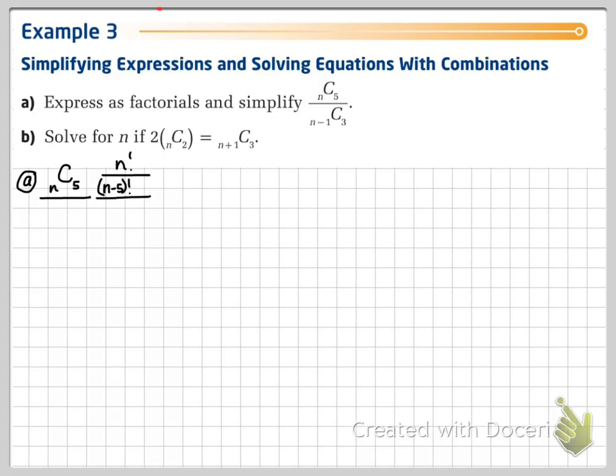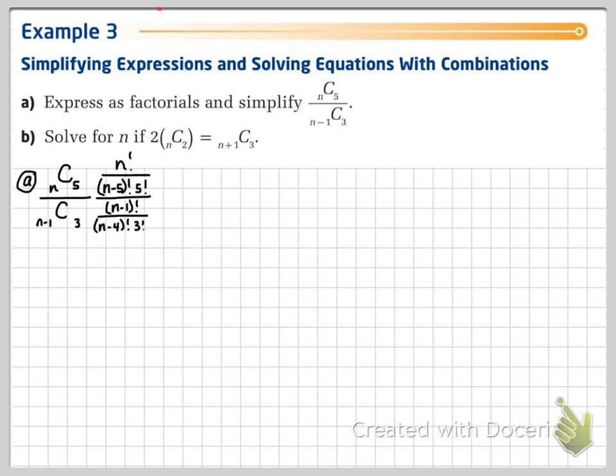So what we're going to do first of all is look at the top. n choose 5 means it's n factorial over n minus 5 factorial times 5 factorial. On the bottom, we've got n minus 1 choose 3, which means that we're going to have n minus 1 factorial on the top and n minus 1 minus 3, which is n minus 4 factorial, times 3 factorial on the bottom.